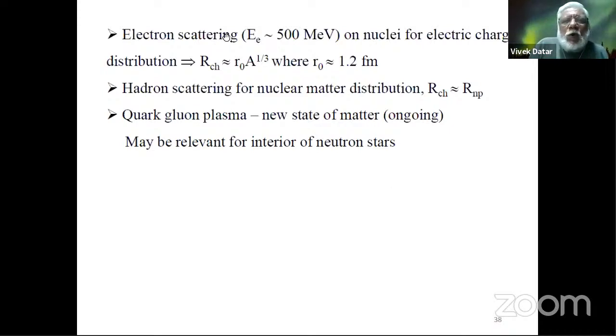Now, this probes the charge radius. If you do a similar thing with hadrons as projectiles, then you get the so-called nuclear matter distribution. And it turns out that for stable nuclei, the charge radius and the hadronic radius are roughly the same. Okay, this I just mentioned because in some peculiar situations, this could be important.